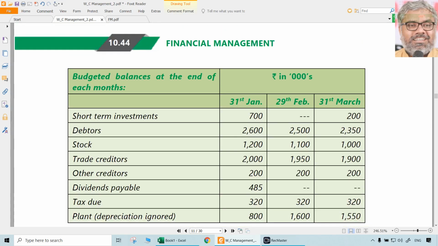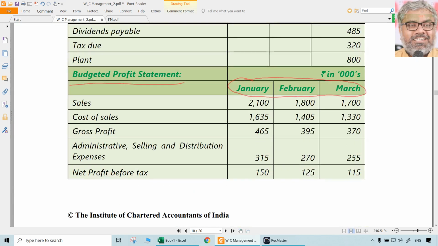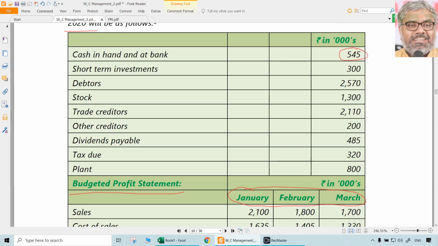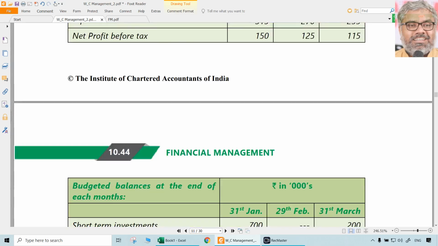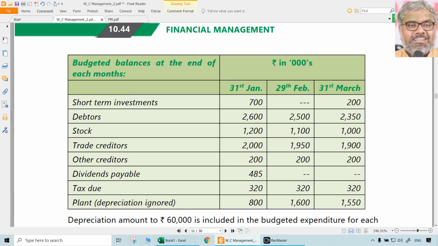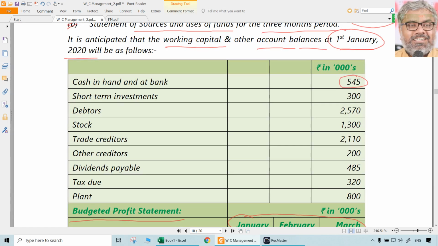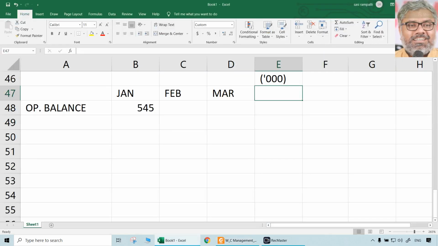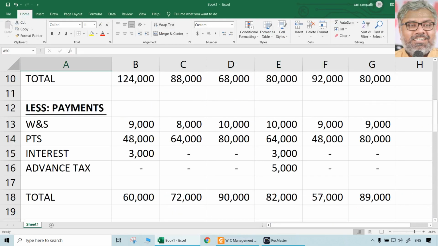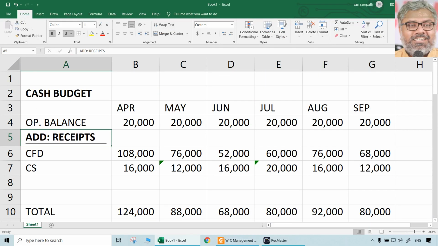For example, on 1st January, short-term investments are 300,000. On 31st January, they are going to be 700. How is it possible? It is only possible when you would have purchased 500,000 worth of investment. So like this, for each of the items, we need item by item receipts and payments. Let us do that. Receipts, this is the cash budget we are preparing.